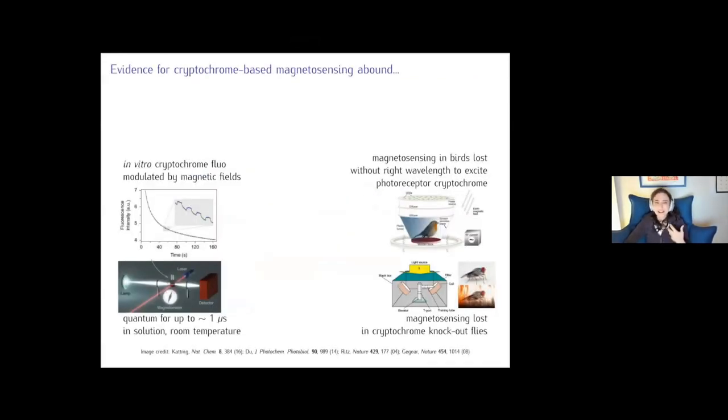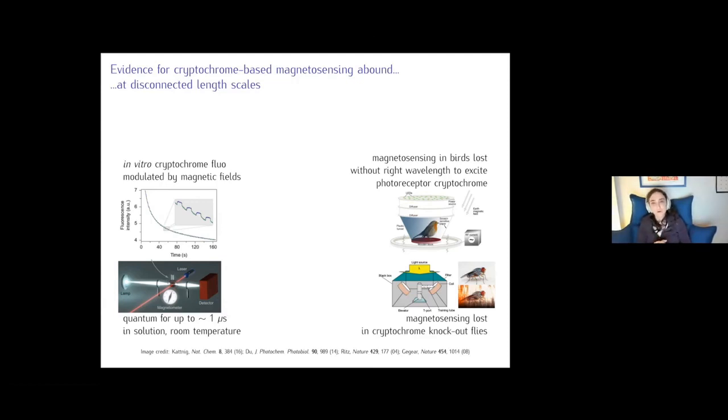And actually, evidence for cryptochrome-based magnetosensing is really widespread, but unfortunately at disconnected length scales. Okay? At the very tiny length scales, in the left part of my slide, there are chemical studies on cryptochrome in solution that show that cryptochrome does work as a quantum sensor of magnetic fields at room temperature. Let me go through some of the evidence that you see there to your left.